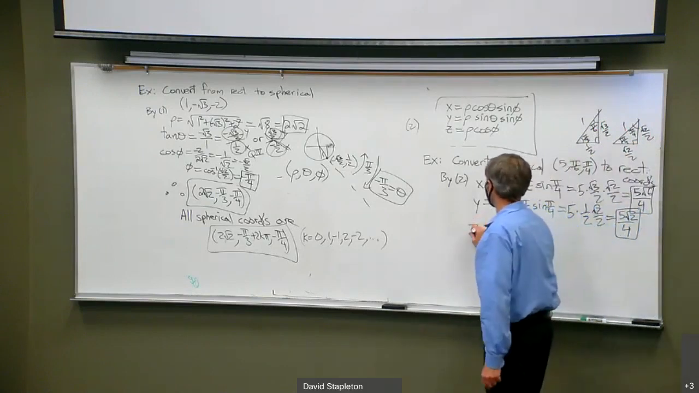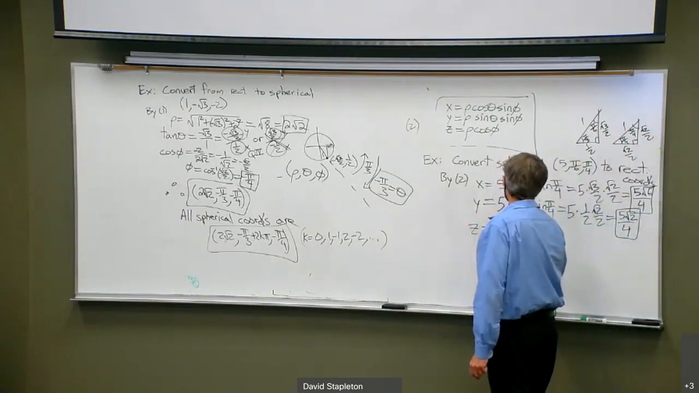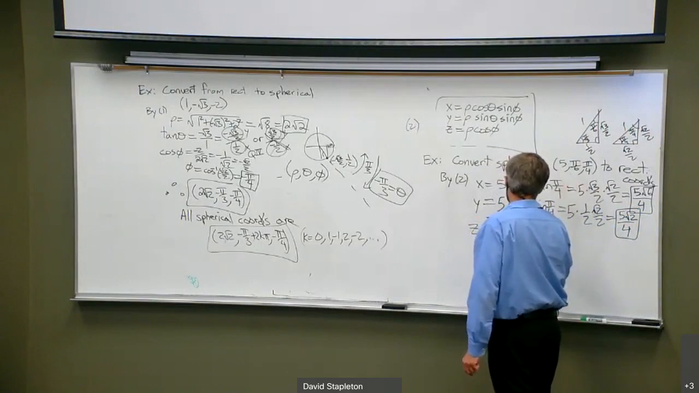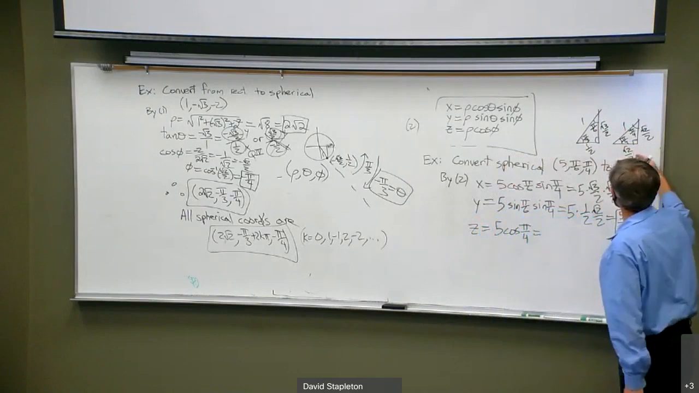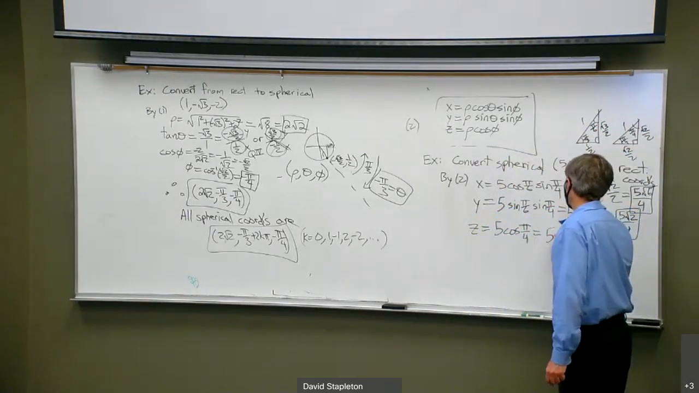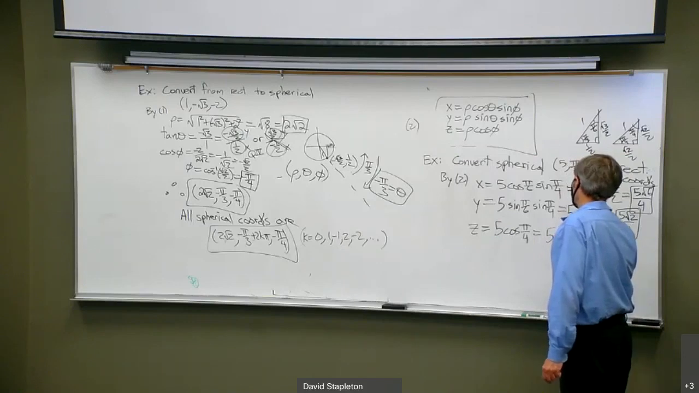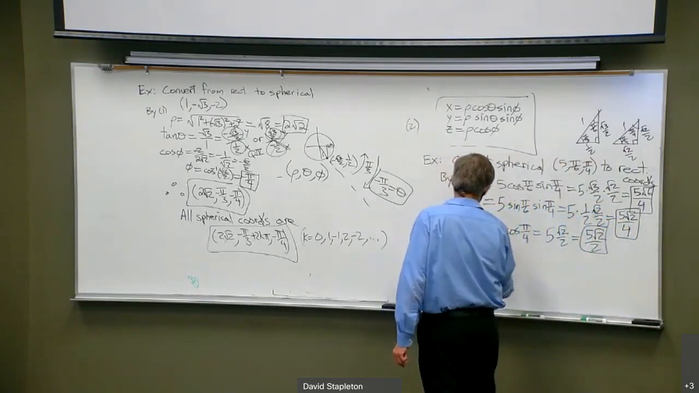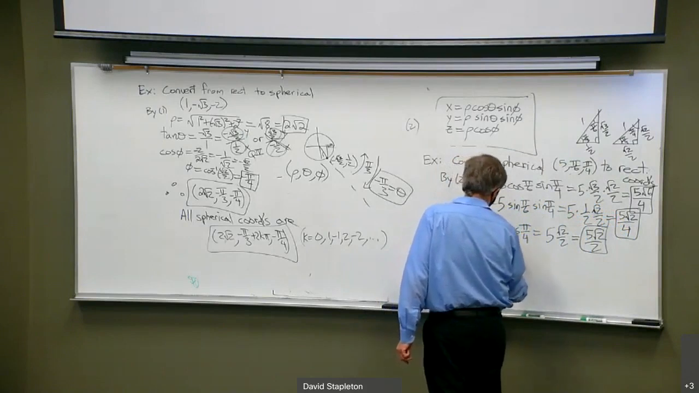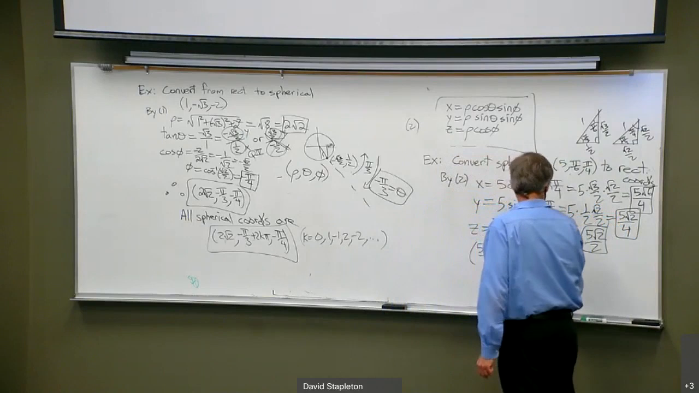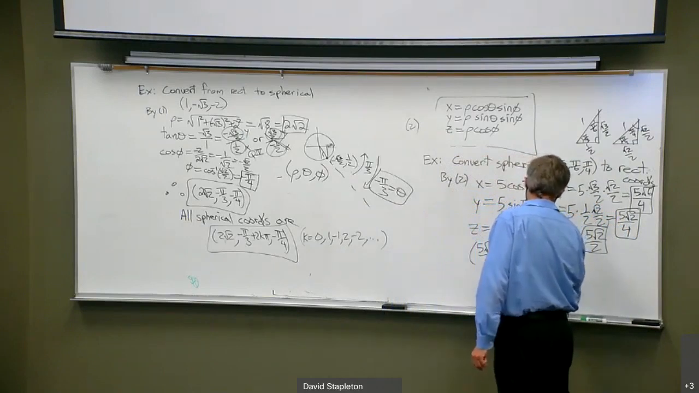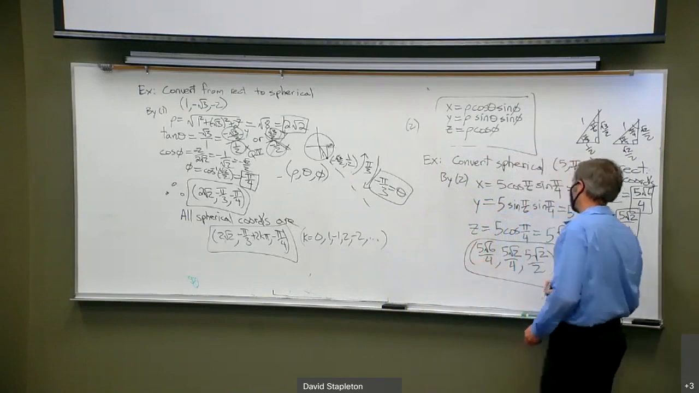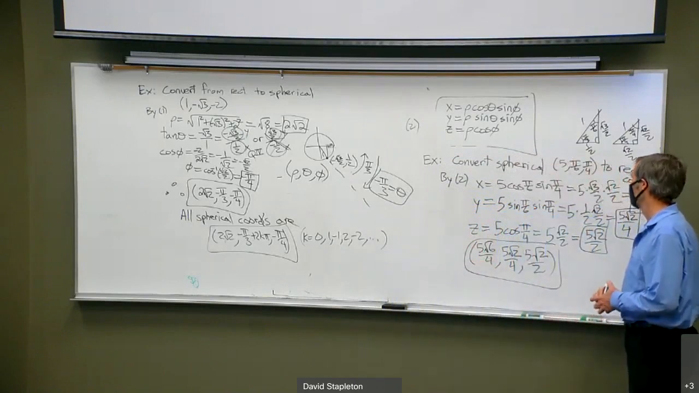And then z, computed directly, is rho cosine phi, rho cosine pi over 4, theta doesn't appear. Cosine of this angle is adjacent over hypotenuse, square root 2 over 2. So the z is just 5 square root 2 over 2. And there are my coordinates x, y, z: 5 square root of 6 over 4, 5 square root of 2 over 4, and 5 square root of 2 over 2. So going that way is no trouble at all. Just got to remember your trick.